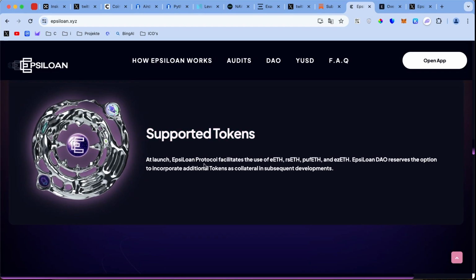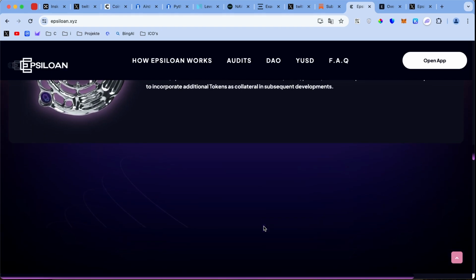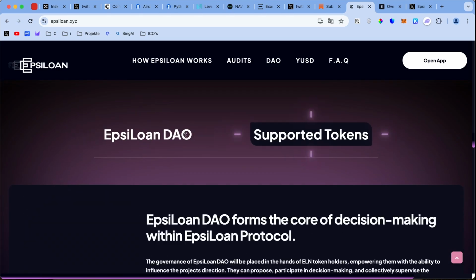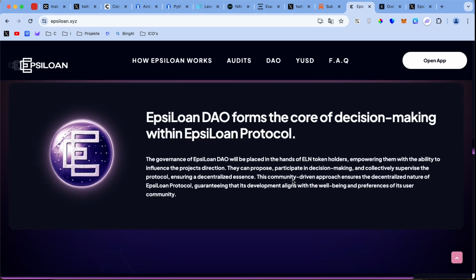You can see the supported tokens of Epsilon. At launch, Epsilon protocol facilitates the use of eETH, rsETH, pufETH, and ETH, and also the Epsilon DAO reserves the option to incorporate additional tokens as collateral in subsequent developments. So I'm sure that there will be more supported tokens coming in the future if there are more liquid restaking tokens on the market.